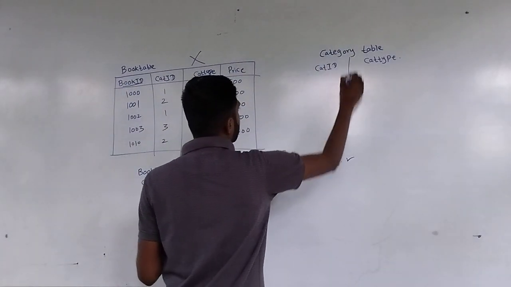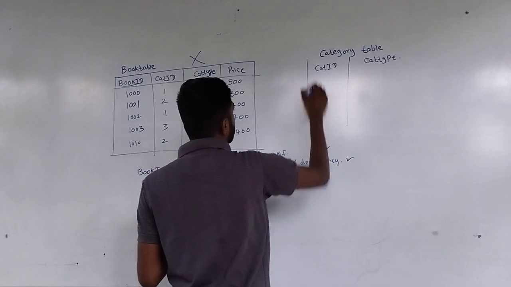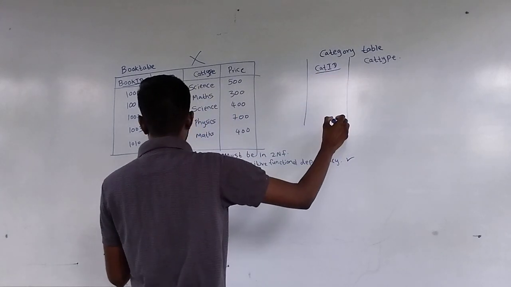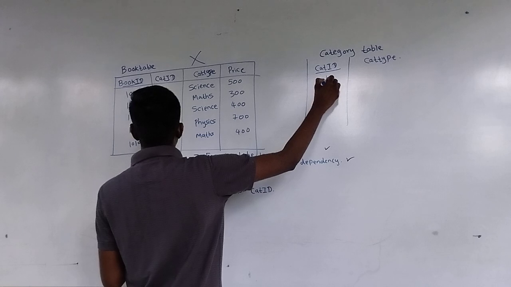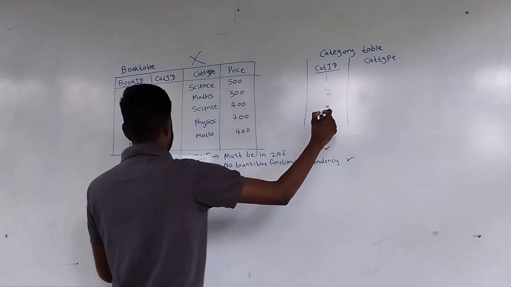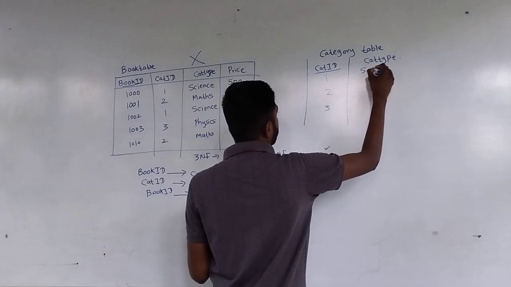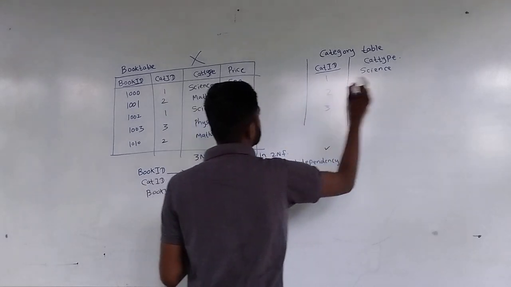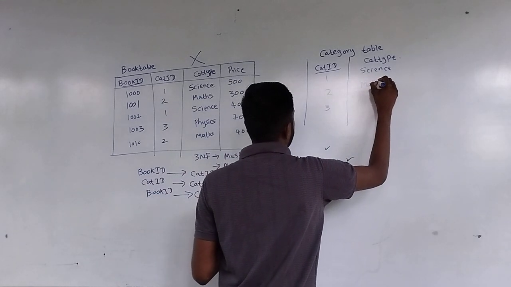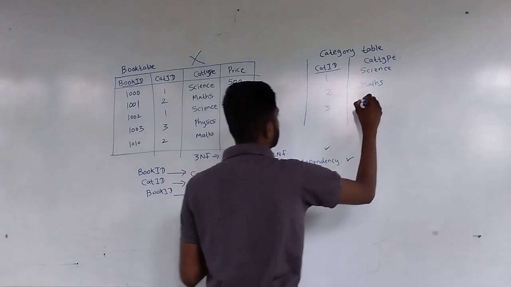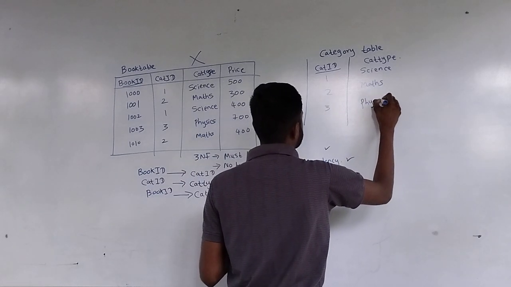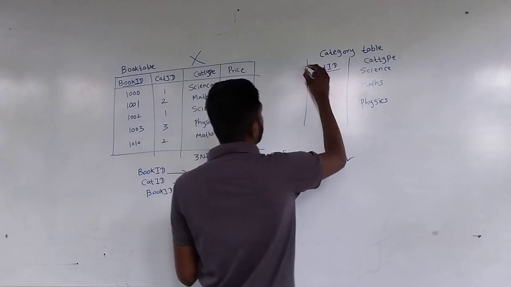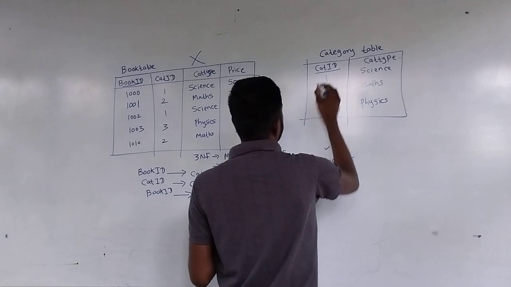Then we can draw the table. So here the cat ID is going to be the primary key in this table. So we can say 1, 2, 3. 1 means science, 2 means math, 3 means physics. Then you can complete this table, right?